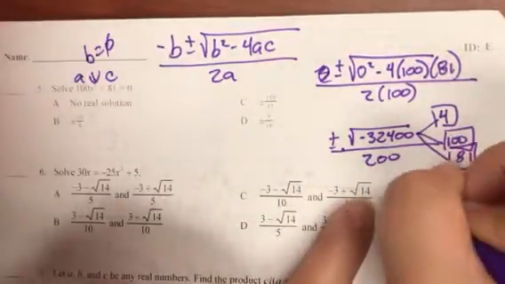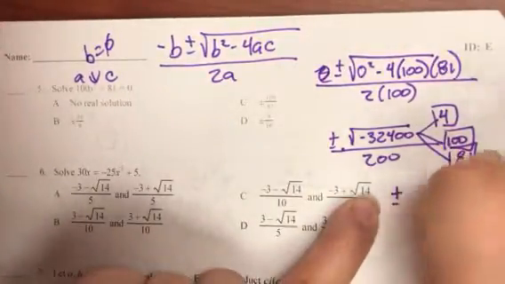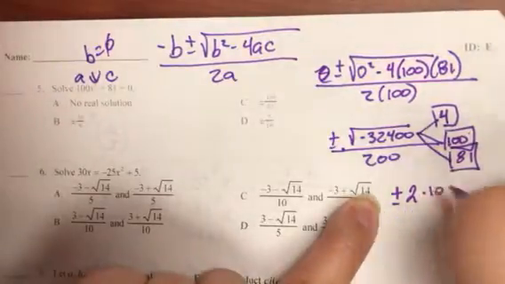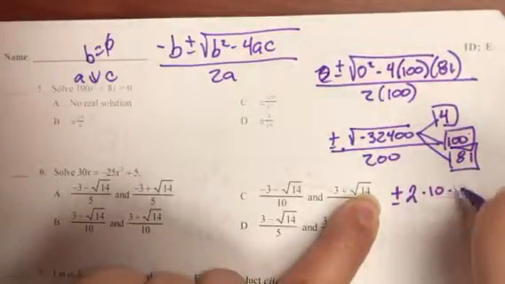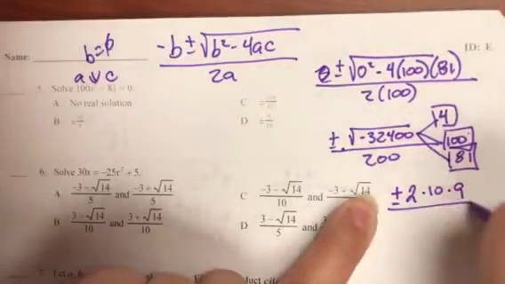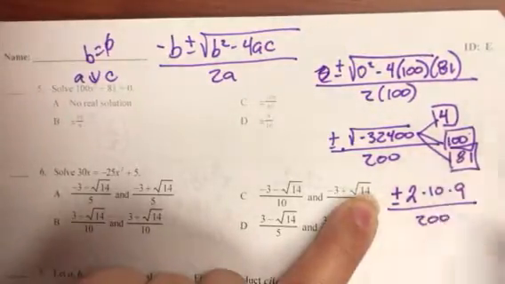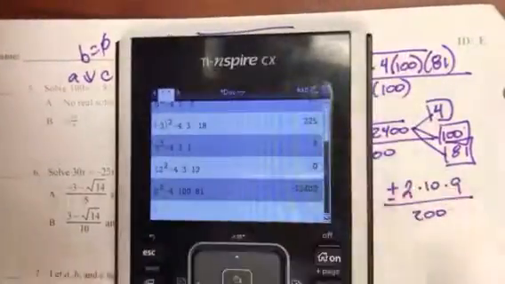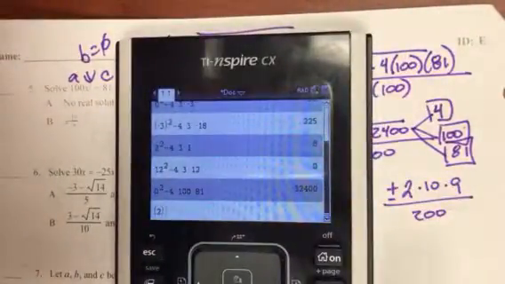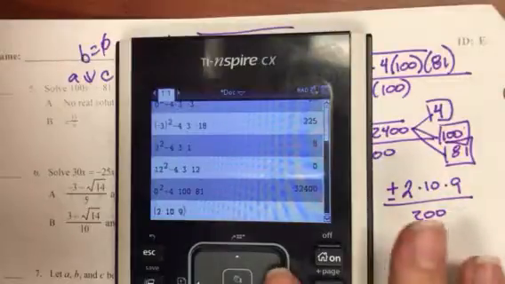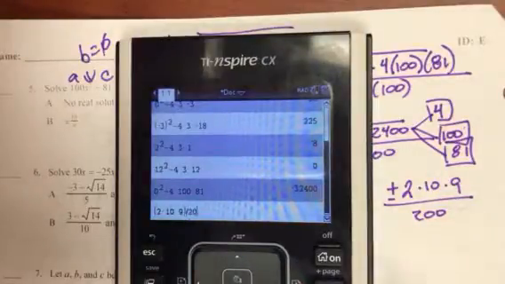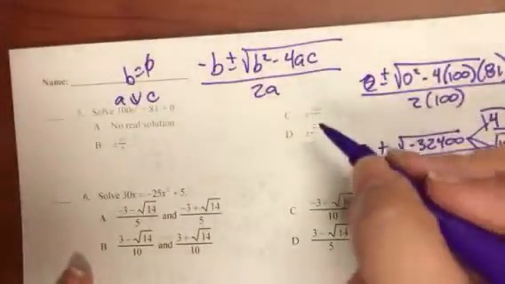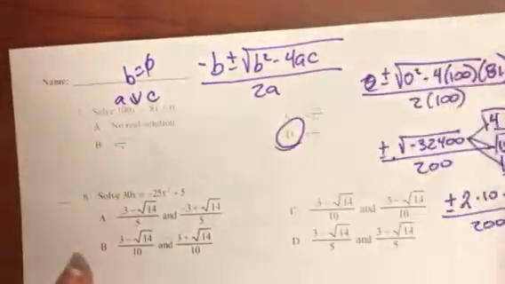So when it pulls out, I have plus or minus 2. The 100 comes out as a 10. That comes out as a 9. All over 200. And I can type that into my calculator. What is parenthesis 2 times 10 times 9 divided by 200? 9/10. So I'm looking for plus or minus 9/10. My answer is D.